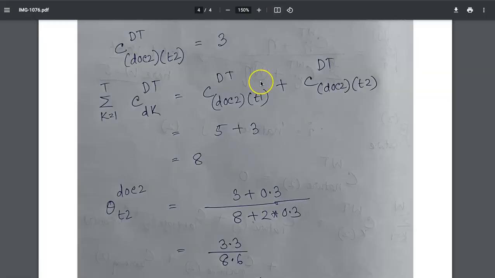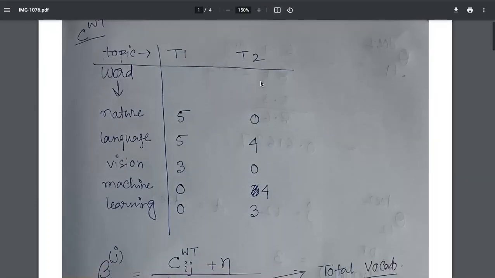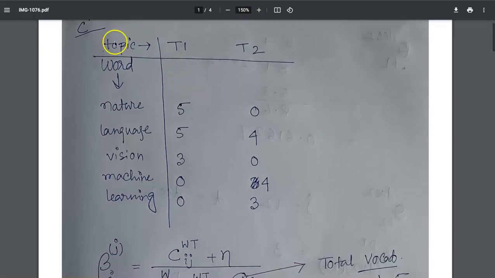We have already done this. Basically, you need to make a word-topic matrix. All the distinct words are here and the topics are here. There are 5 distinct words and 2 distinct topics, and you need to calculate and frame it. What this cell represents is how many times nature belongs to topic class 1 and how many times nature belongs to topic class 2. So this is how these values are calculated.